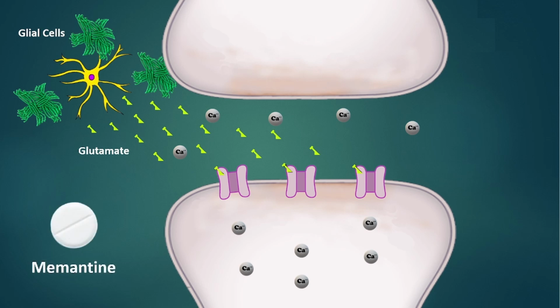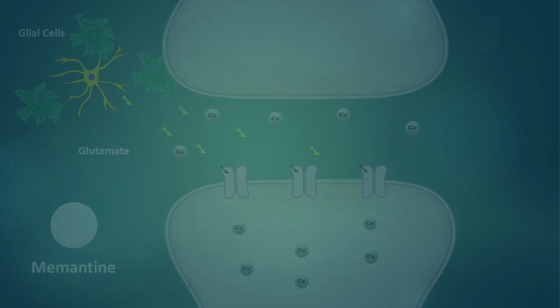Here comes the role of memantine. It targets the glutamate so that there will only be an adequate supply, in order to prevent too much entry of calcium into the neurons, preventing cell death.